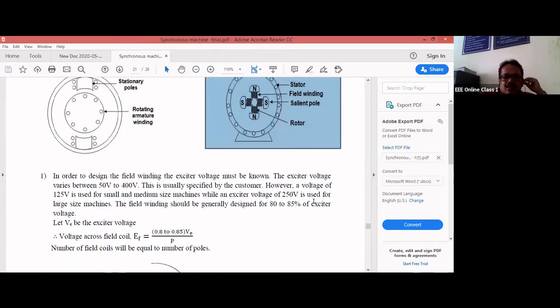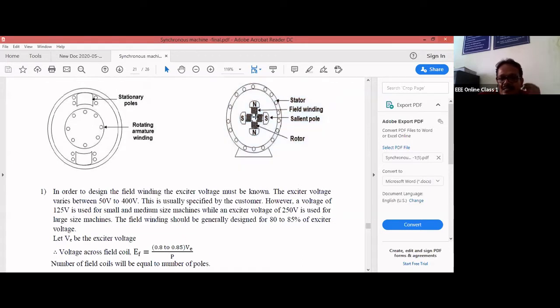In order to design the field winding, the design will be similar to what we did in the DC machine, almost similar. Only a few things will be changing. In order to design the field winding, the exciter voltage must be known. So we want to excite the field winding, and that voltage we should know. Everyone knows that around 50% of your exciter voltage is wasted due to the copper loss in the field winding.